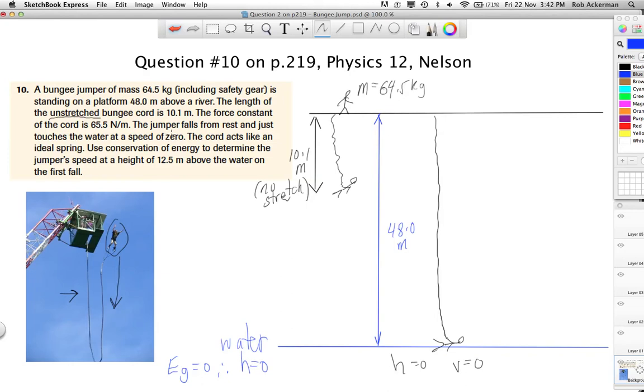What they're actually asking is find the speed of the jumper when he's 12.5 meters above the water on the first fall. So while this would be where the jumper ends up if we allowed him to fall all the way, what we're really interested in is a point which I'm going to draw over here. Once again, I apologize for having drawn 3 people. There are not 3 people in this question. It's just that there's 3 positions, and I'd like to keep each one straight in my head. So let's call this the 12.5 meter above the ground point.